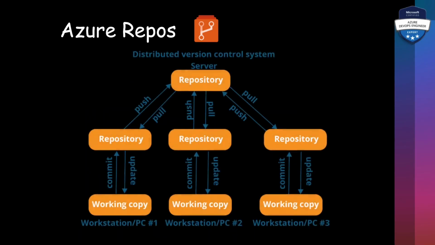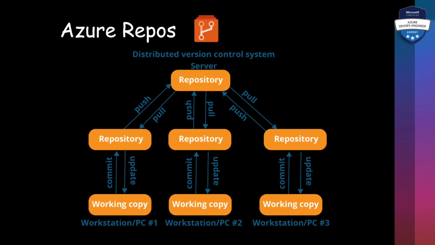So we can see the architecture of distributed version control system, how it works. First one is the repository. On the top level there is a repository, and that is a server repository. That means the repository is hosted on a server like Azure Repos or GitHub or any third party service provider. Then the second layer consists of multiple repositories.